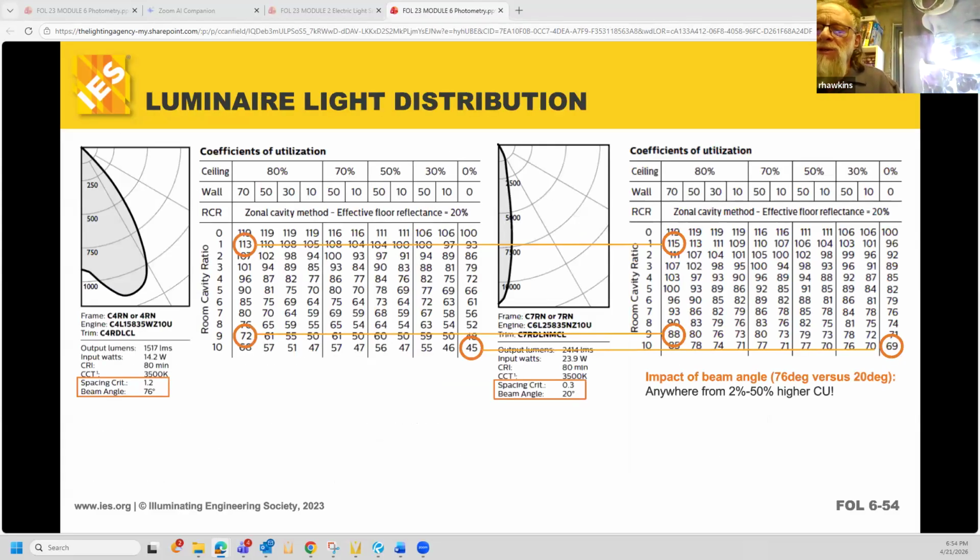Okay, spotlight versus not spotlight. Notice when you get down very low in the room cavity ratio, not spotlights at 72, spotlights at 88. Spotlight's not interacting with the walls as much. So you get more light making it down to the work plane with a spotlight than you do with the other one, right? That's the point of understanding these tables, not necessarily the individual angles.